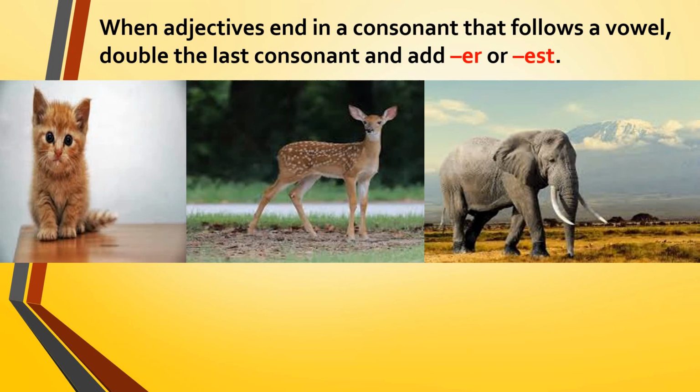When the adjective ends in a consonant that follows a vowel, double the last consonant and add ER or EST. For example, cat is big, deer is bigger, elephant is biggest. So big is positive degree, bigger is comparative degree, and biggest is superlative degree.